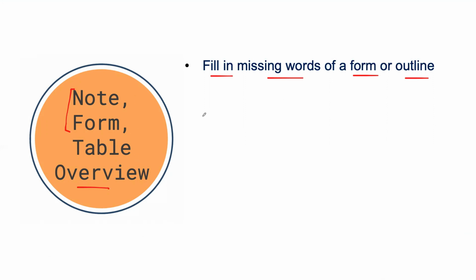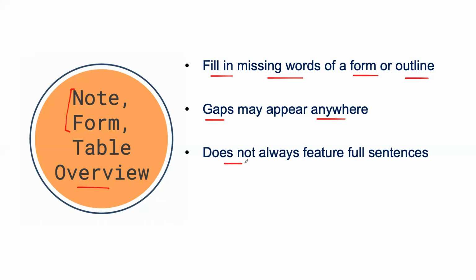So you'll have to fill in these missing words, and the gaps may appear anywhere in the sentence or on the form or in the piece of writing that you have on your visual aid. If you are familiar with the sentence completion question type, we have a video on that as well, but this is different because in that question type, gaps are usually seen at the end. In this case, the gaps can be anywhere, really. And it does not always feature full sentences.